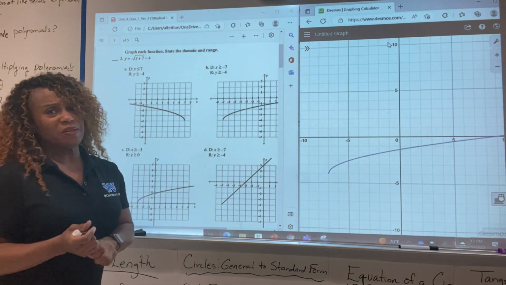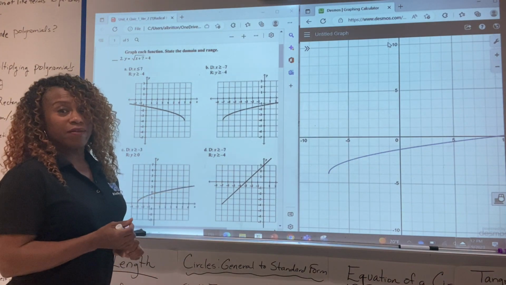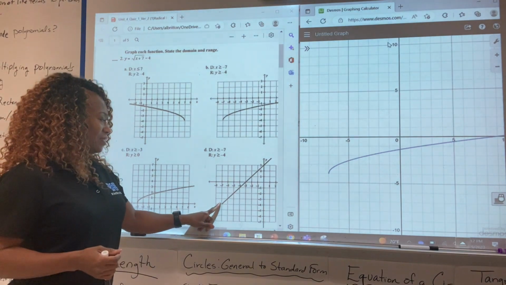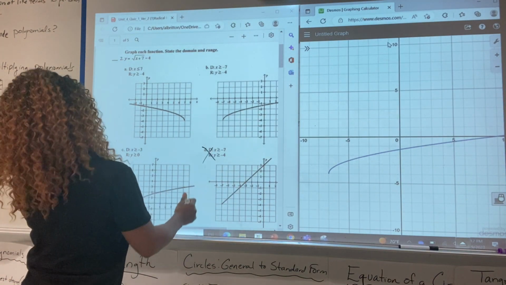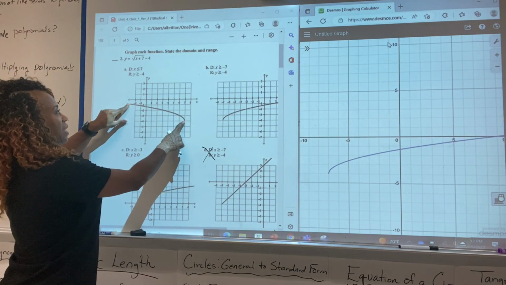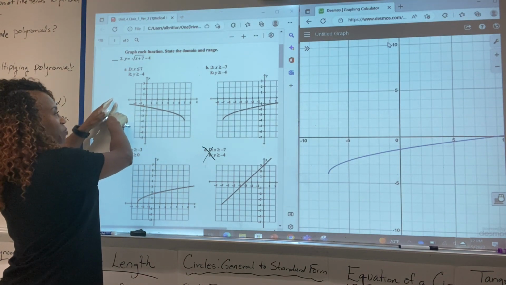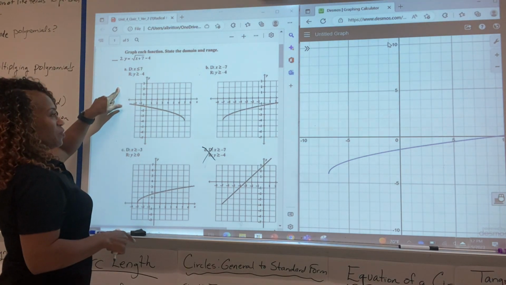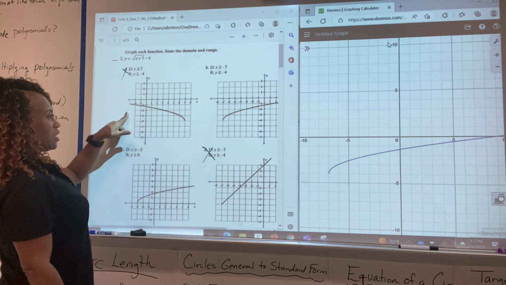The first thing that I noticed, and you probably noticed it too, is look at D. This is not even a radical graph. What kind is it? Straight line? This is a linear function. So that one, of course, won't work. And then when I look at this one, I see that the starting point is down here in quadrant 4, and then it goes towards negative infinity for x, and it's going to go positive for y. So that won't work. It's going in the wrong direction.